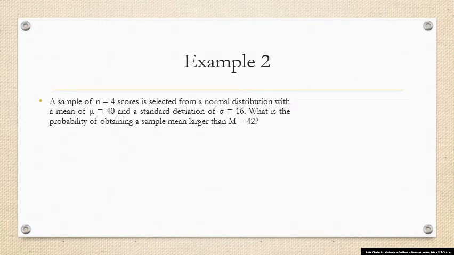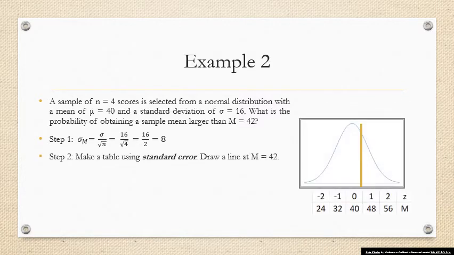A sample of n equals 4 scores is selected from a normal distribution that has a mean of 40 and a standard deviation of 16. What is the probability of obtaining a sample mean larger than M equals 42? Step 1 is always to compute the standard error. We cannot make our table until we have a standard error. Step 2 is to make the table using the standard error. So again, we used a mean of 40, and we used a standard error of 8.